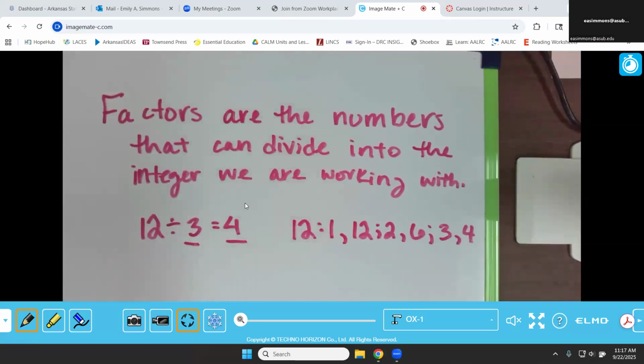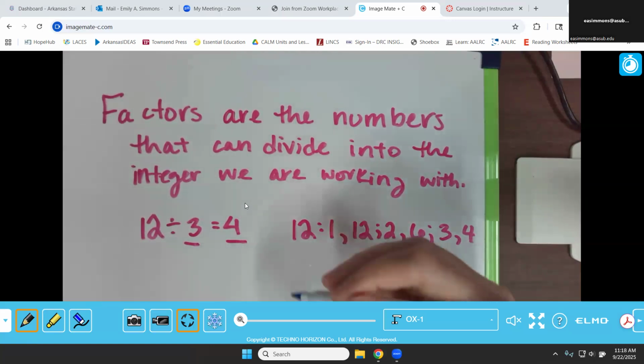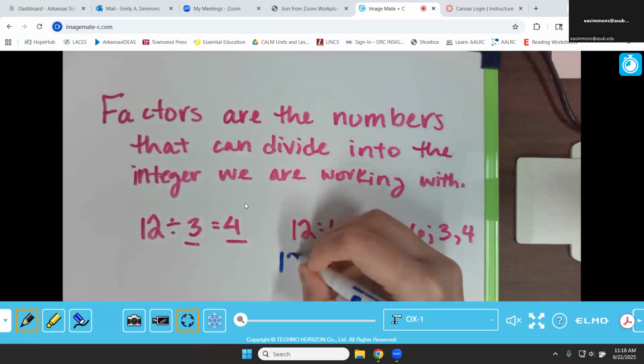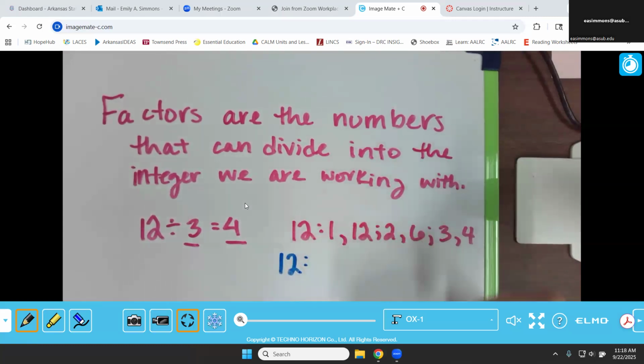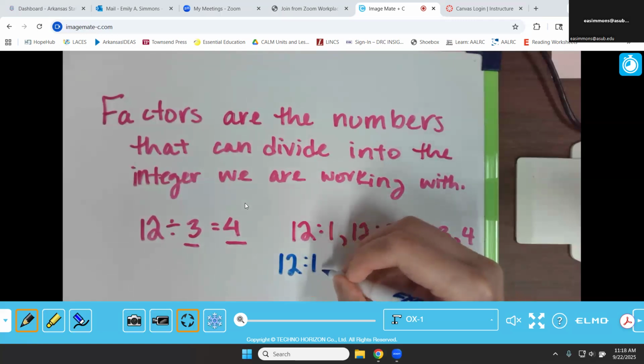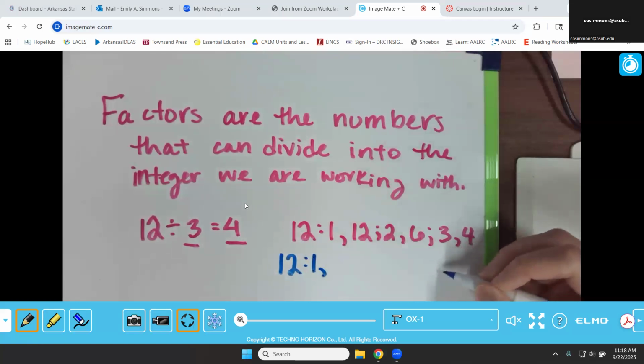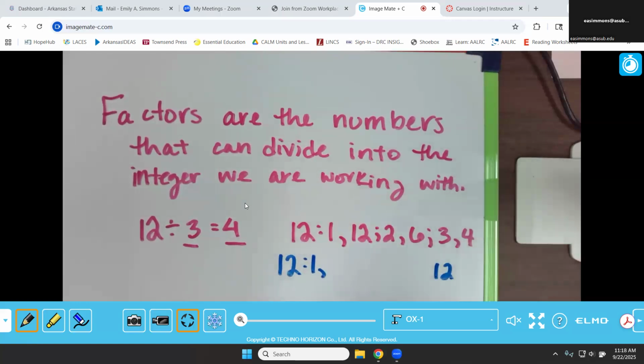When I'm trying to list all the factors for a number, I actually like to list it this way. I know that when I'm factoring a number, that number times 1 is always going to be a set of factors for that number. So 1 times 12 is my first set of factors for 12. 1's going to be my smallest factor, and 12's going to be my biggest factor.